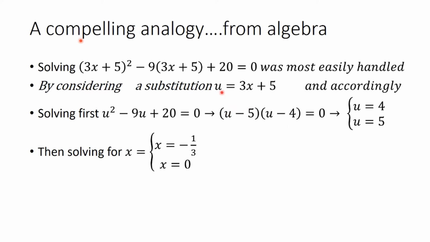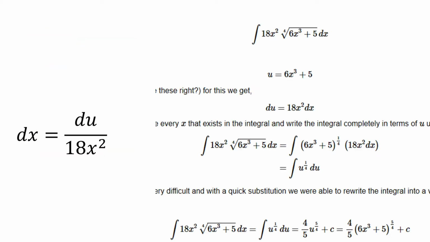But since u was 3x + 5, that means that 3x + 5 = 5 is a solution, and that nets you x = 0. And that means that 3x + 5 = 4 was a solution, and that nets you x = −1/3. This is what we're going to be doing, but we're going to be doing it in a calculus integral context.